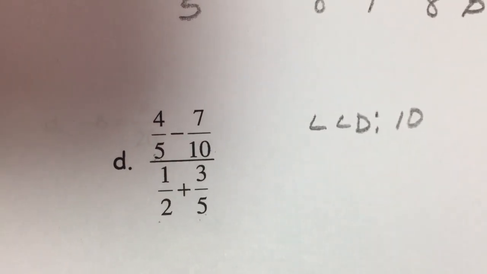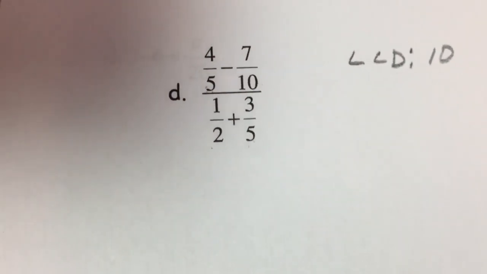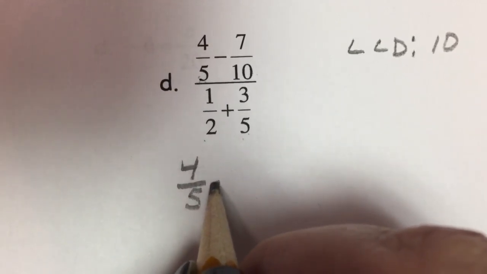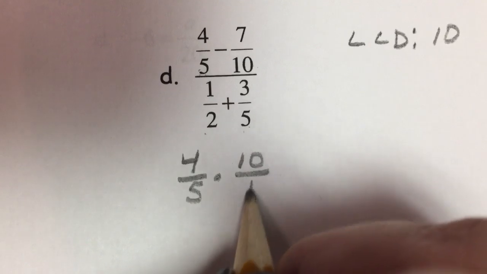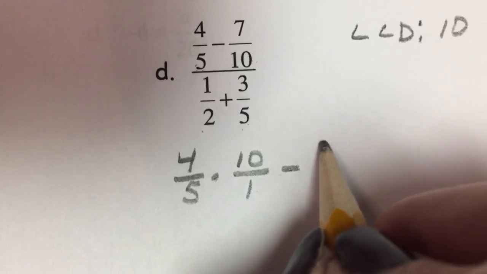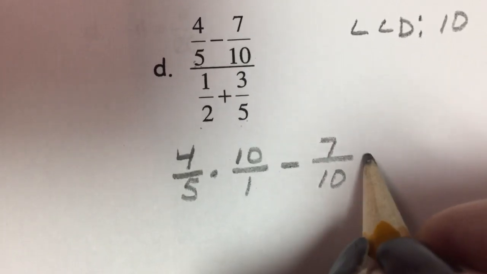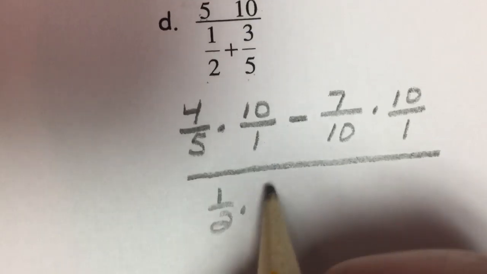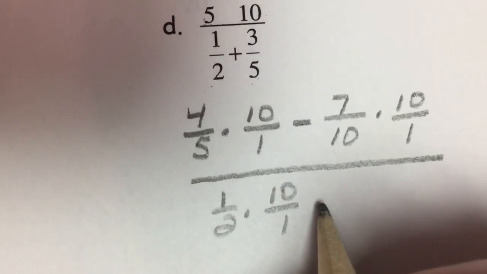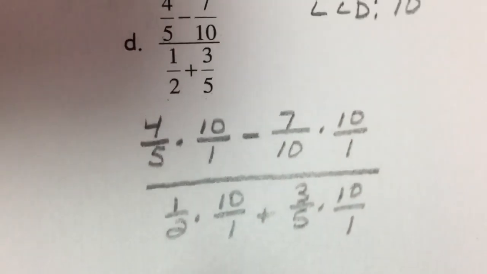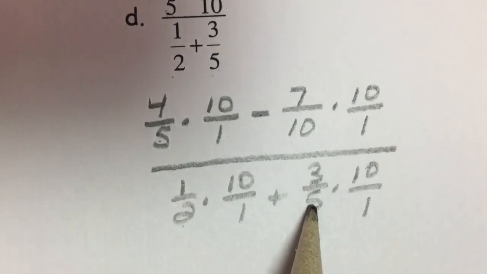So what you want to do with that, and this is going to look crazy, but it's not bad, is you're going to take every fraction in the problem and you're going to multiply it by that lowest common denominator over 1. So just write it out, and I'll show you why that works. So multiply it by 10 over 1. We're going to take the bottom, same thing, 1/2 times 10 over 1 plus 3/5 times 10 over 1. So you can see each one of the original fractions is multiplied by 10 over 1.